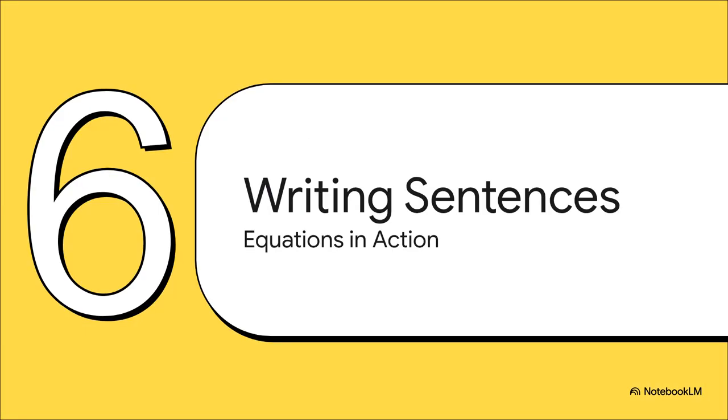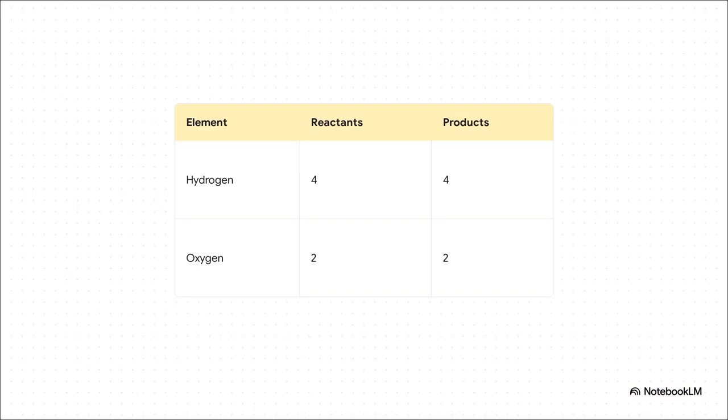Okay, we have the letters, the words, our counting method, and the grammar. It is finally time to write some sentences. And in chemistry, our sentences are called chemical equations. They are the perfect way to describe exactly what happens during a chemical reaction. So this is what a chemical sentence looks like.